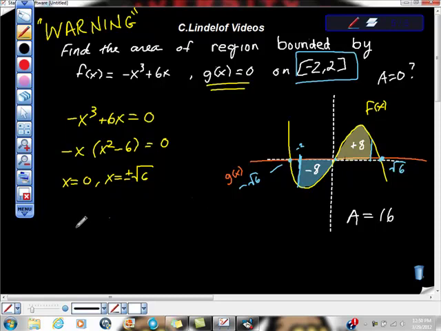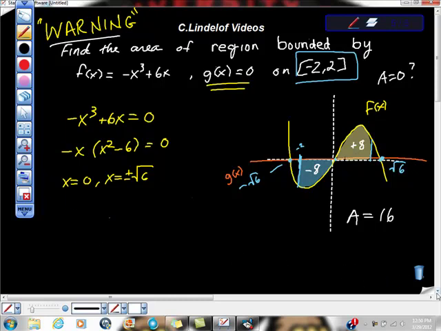Again, if they ask you for a definite integral, that could be negative. If they ask you for net area, that could be negative. On the AP exam, they do not use the term net area. But if they ask you for the definite integral of something, the definite integral over this interval is 0, but it's not the area. So that's our warning today. From here, this is what you have to figure out.